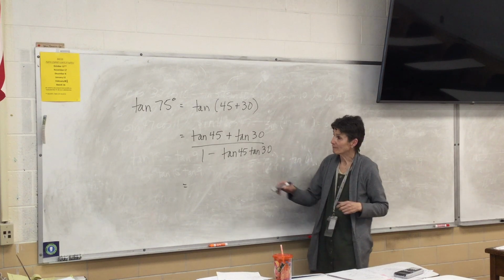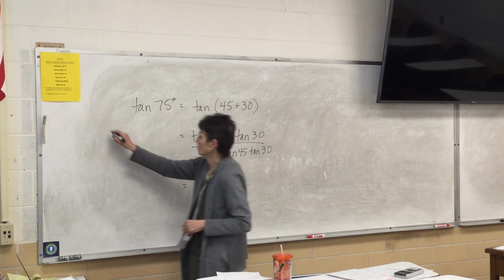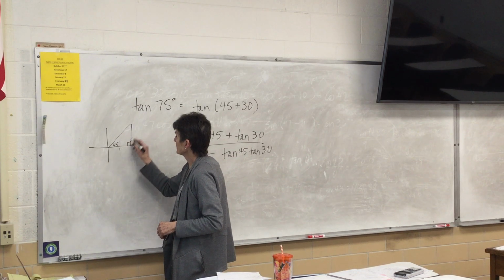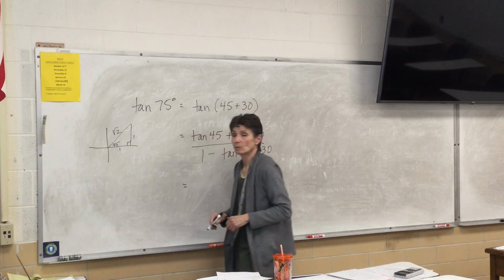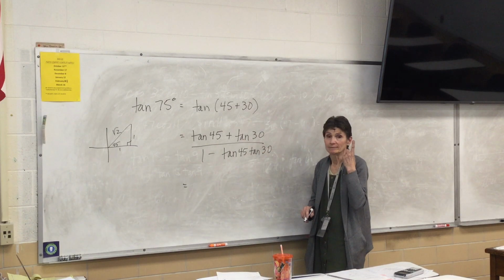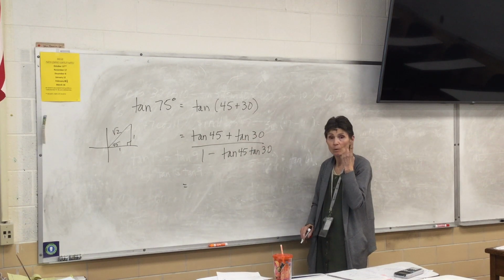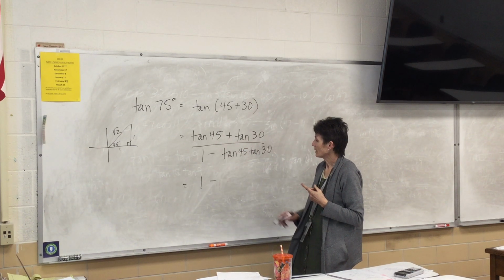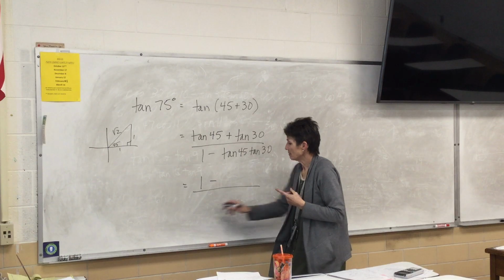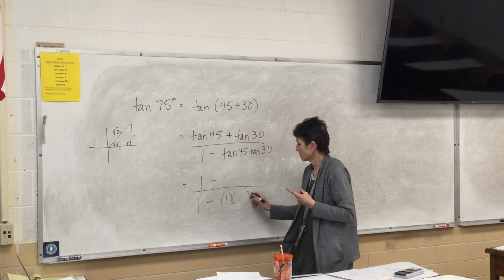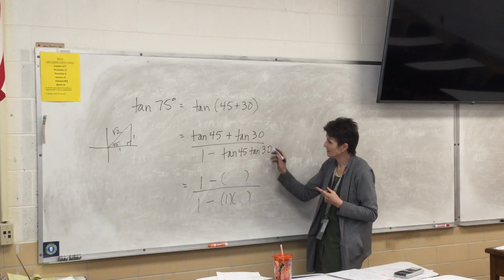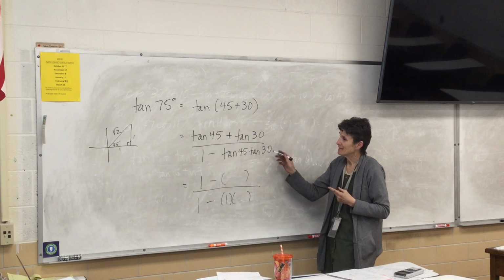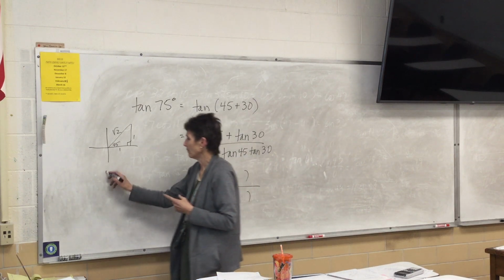I'm going to plug in whatever the tangent of 45 is, so over here to the side. If I have it memorized, that's great. The tangent of 45 is 1. Opposite over adjacent, 1. So I'm going to put a 1 in here. And then in the bottom it's going to be 1 minus 1 times whatever. So I still need to fill in the tangent of 30. Tangent of 45, I put in 1s. Tangent of 30, I have to figure out.